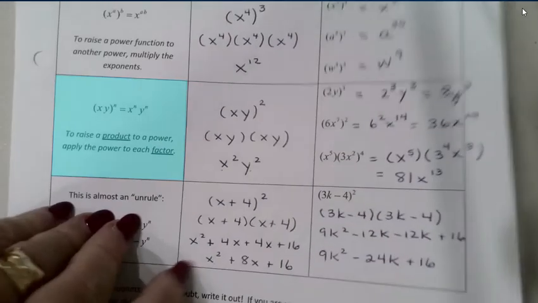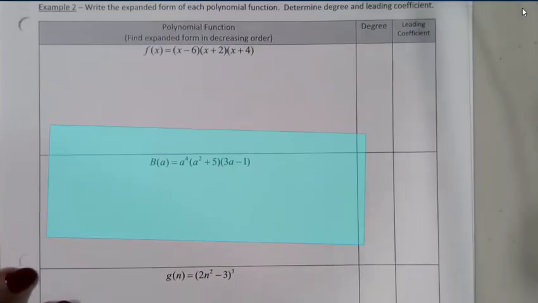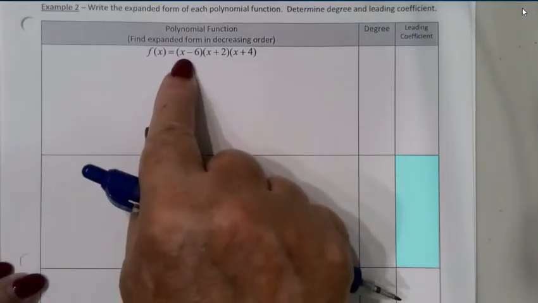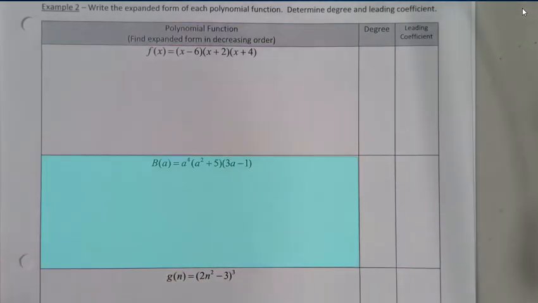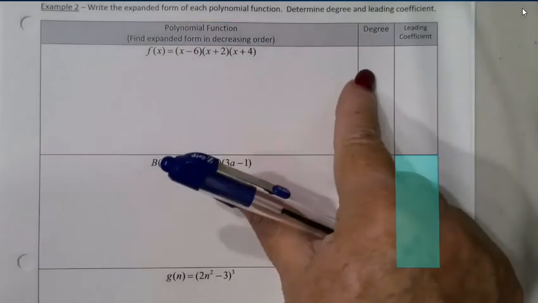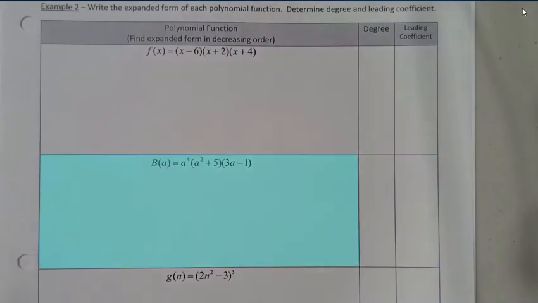All right, so with those rules in mind, let's take a look at going from factored form to expanded form. You'll notice that I've given you a factored form in each of these, and our goal is going to be to make that into an expanded form, to multiply it out. After we've done that, we'll write down the degree and leading coefficient just for a little practice with the vocabulary.